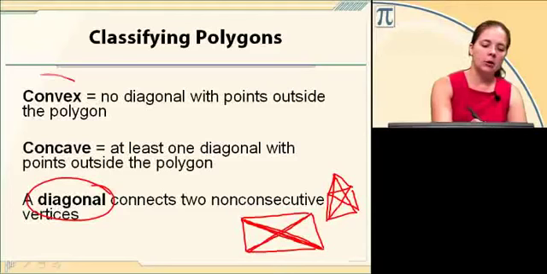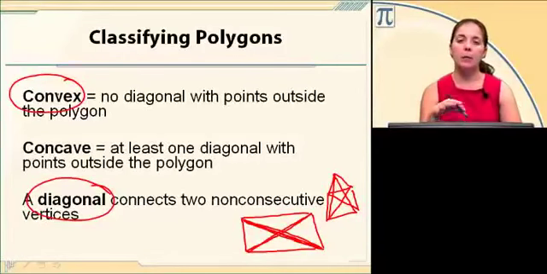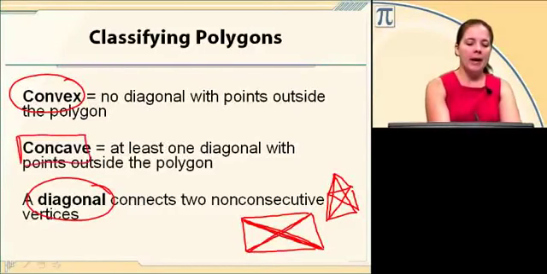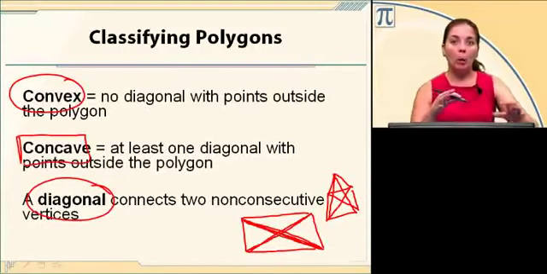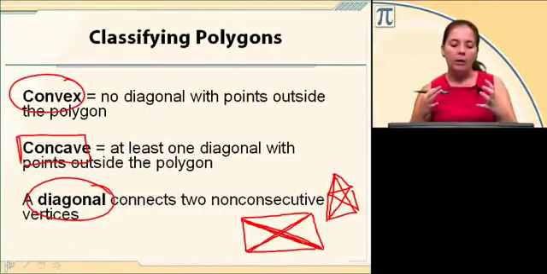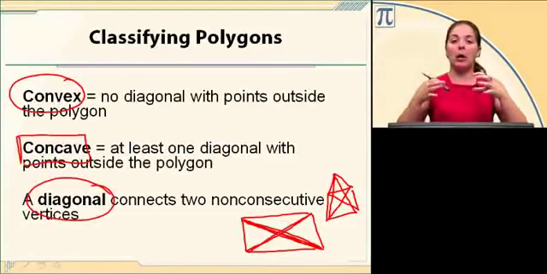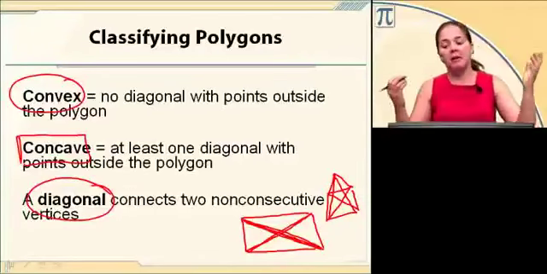Now, a polygon is considered convex if all of the diagonals, every part of the diagonal, is on the inside of the polygon. It's concave if at least one diagonal or part of one diagonal is outside of the polygon. And they tend to kind of cave in, so it's a good way to remember concave. It caves in, convex doesn't.